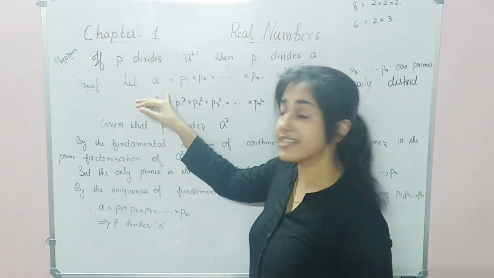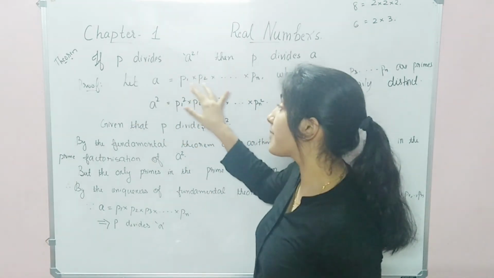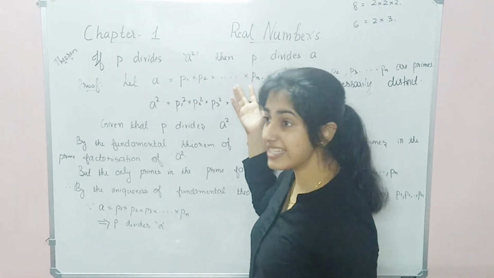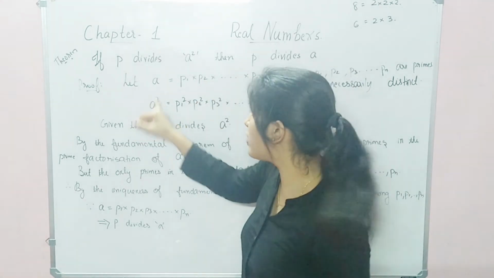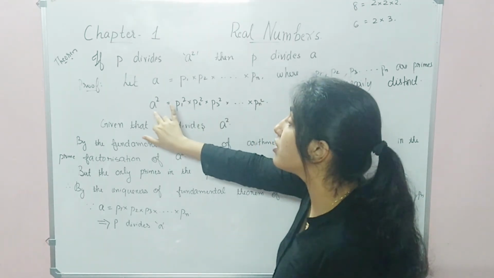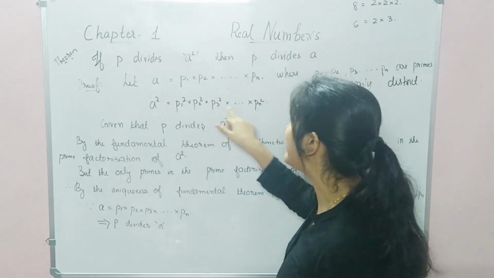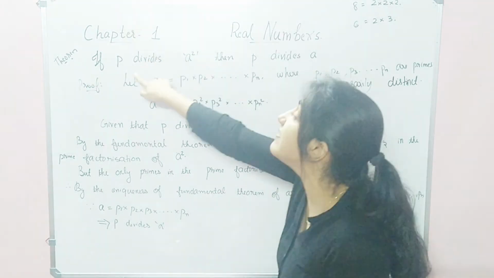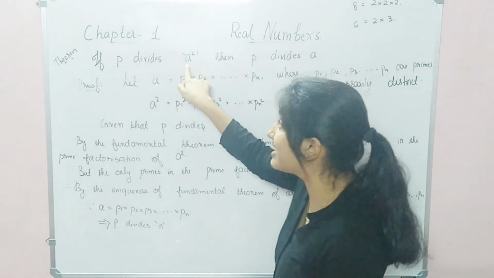Firstly, we have written A as a product of its primes. These primes may or may not be distinct. After that, we have found out what A square is. So the primes involved in the prime factorization of A square are P1, P2, P3, etc. Pn. But it's given in the statement of the theorem that P divides A square.